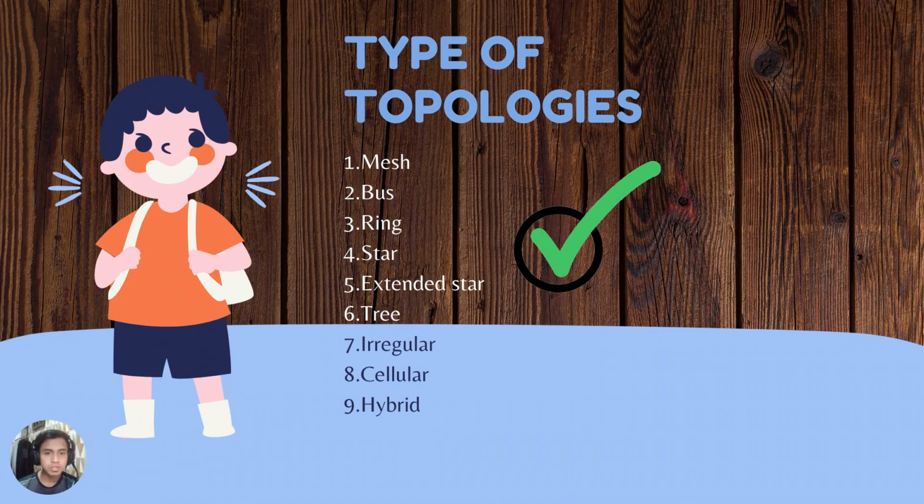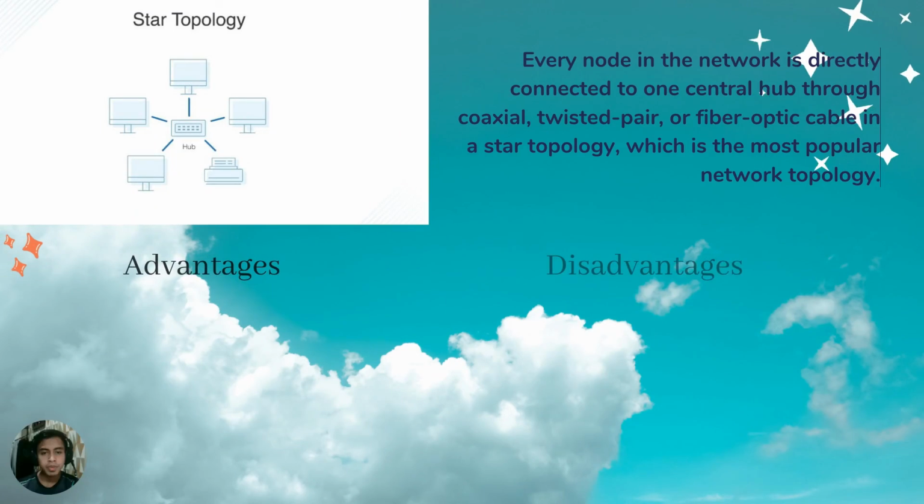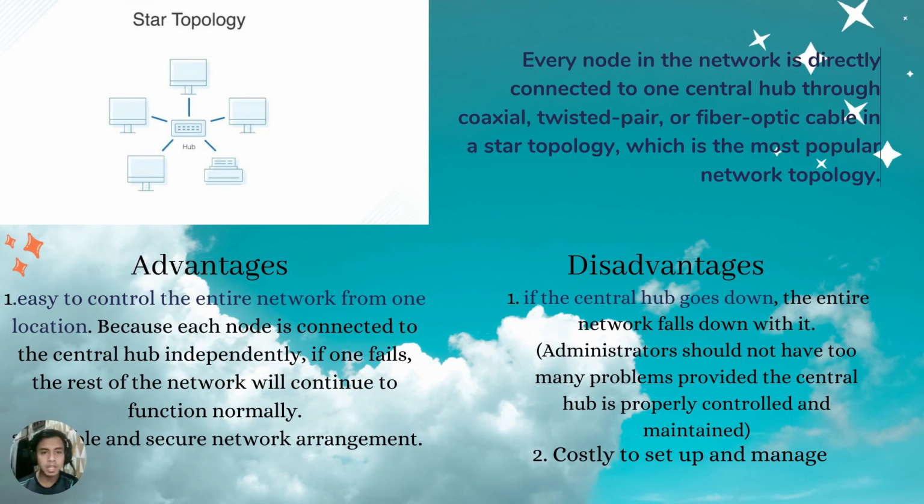So there are many types of topology, which are mesh, bus, ring, star, extended star, tree, irregular, cellular, and hybrid. The first type of topology is star topology, which is the most popular network topology. Every node in the network is directly connected to one central hub through coaxial, twisted pair, or fiber optic cable in a star topology.